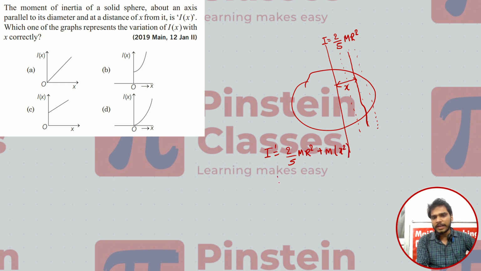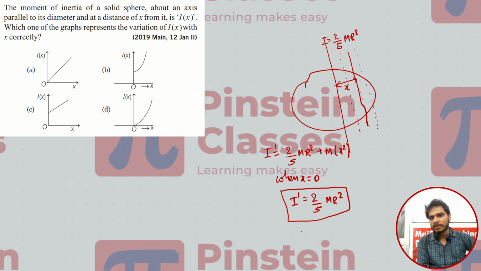So when x is 0, I prime will be 2 upon 5 mr square, which is minimum, and on changing the value, I prime is directly proportional to x square. So this will be a parabola. So only this option is matching.